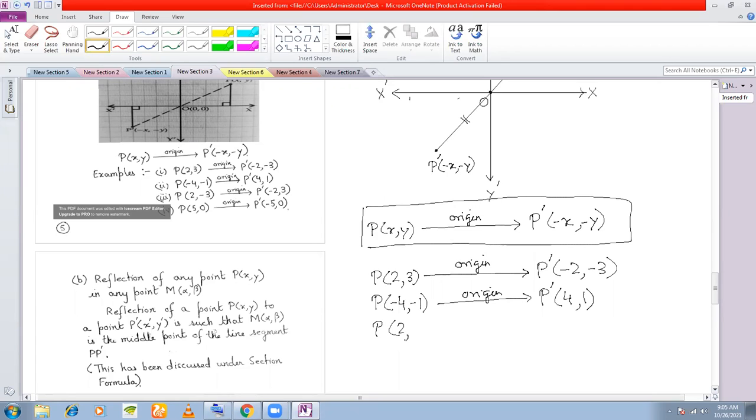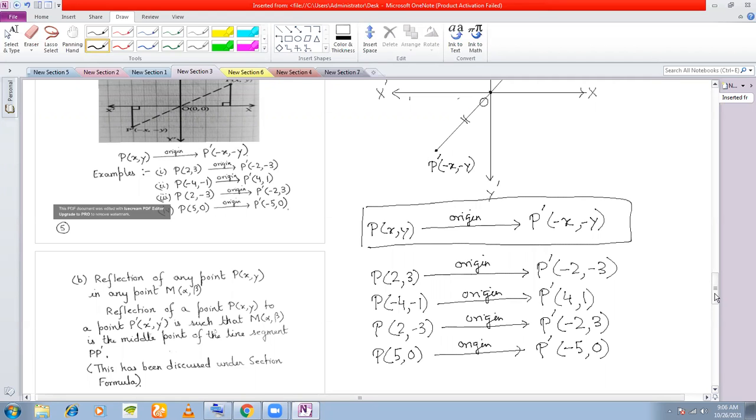Suppose I take another point (2, -3). I want to reflect it in the origin. I'll get a point: change the sign of the x coordinate from +2 to -2, and change the sign of the y coordinate from -3 to +3. For this point, you want to transform after reflection in the origin, change the sign of the x coordinate, and 0 will remain as it is. Okay, so that is how we reflect a point in the origin.